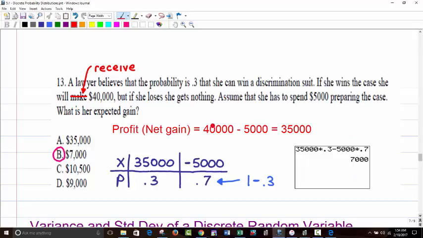Now, another way you can do this, but I didn't show you that way in the notes up here, so that's why I didn't do it. If you put 40,000 where the 35 is, and you put 0 where the negative 5,000 is, you can just subtract the 5,000 as a whole number at the end. Because if you put 40,000 and 0 and do the expected value, that'll come out to 12,000, and then you can just subtract the 5,000 at the end and still get 7,000. So that would also work.